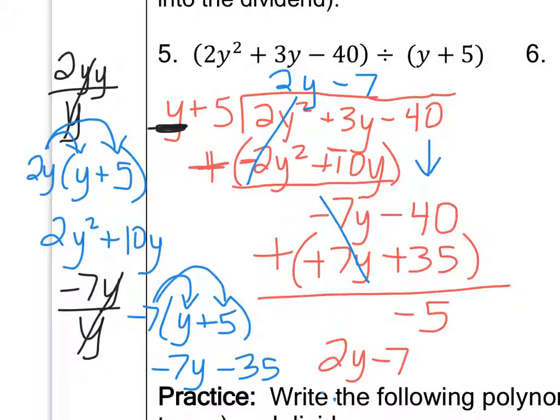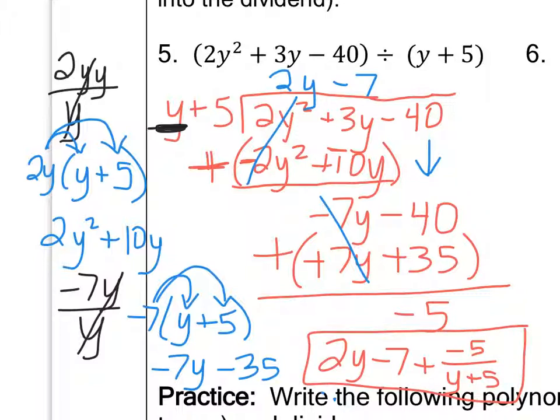Now we have to deal with the remainder. So we're going to say plus our negative 5, our remainder, over what we're originally dividing by. So there is my lovely answer.